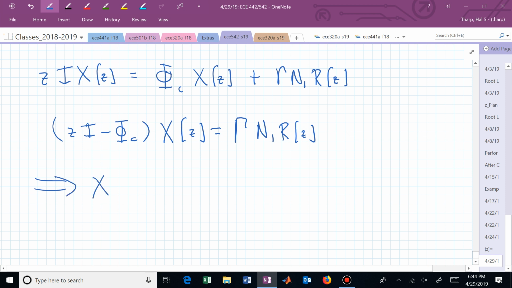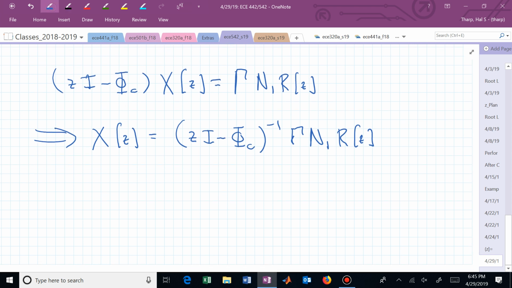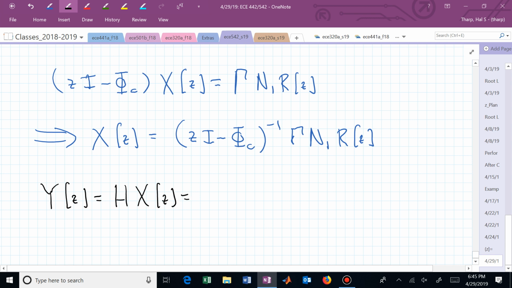We can solve this for capital X of Z by multiplying on the left both sides by the inverse of Zi minus phi sub C, so that now capital X of Z is Zi minus phi sub C inverse gamma n sub 1 R of Z. And we know how Y of Z is related to X of Z. Y of Z is simply H X of Z. But we now have an expression for X in terms of R. This is now H Zi minus phi sub C inverse gamma n sub 1 R of Z.